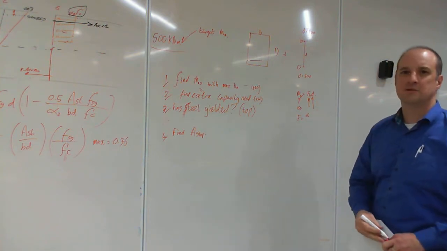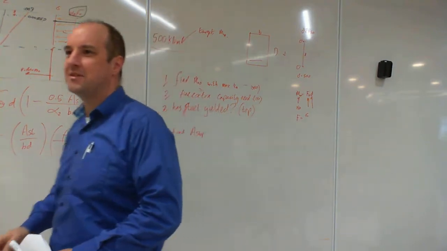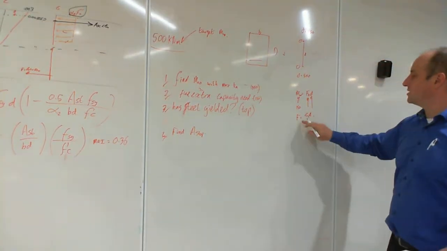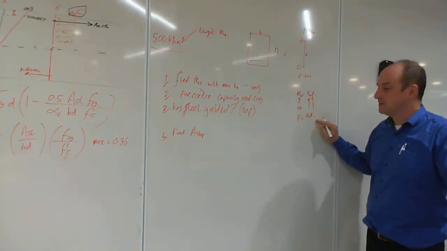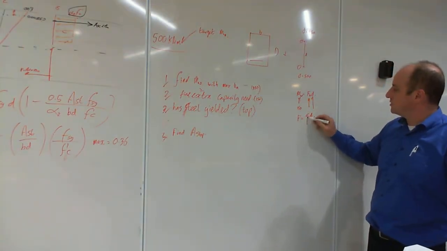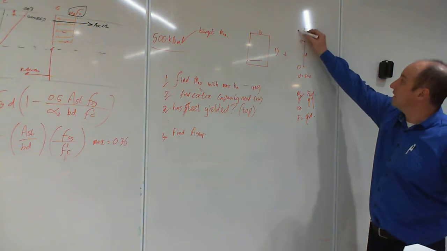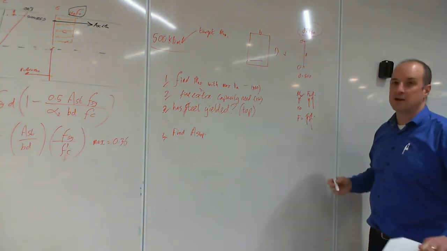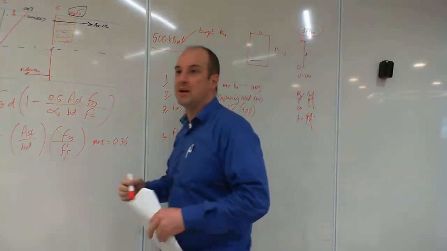What's that equation? It's gone out of my head. The force, yes, the stress times the area. That's it. Force equals the stress times the area of steel. We know the force now. We know the stress because we worked it out from geometry. That's how we work out how much area of steel we have.